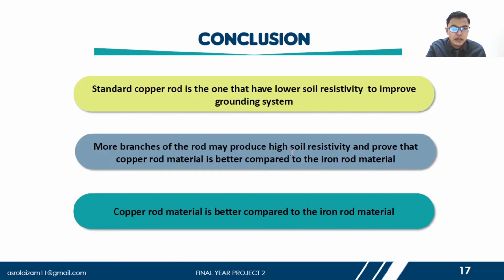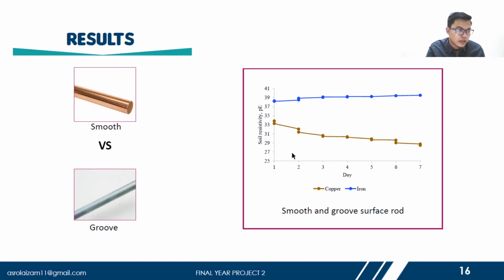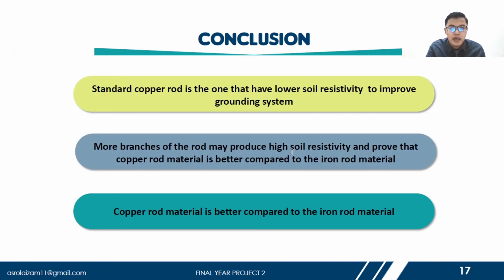So that's the result that I got from the experiment. And the conclusion that I can make from those results is that the standard copper road has the lowest soil resistivity to improve the grounding system, and more branches of the road may produce higher soil resistivity, and we can prove that the copper material road is better compared to the iron road material.